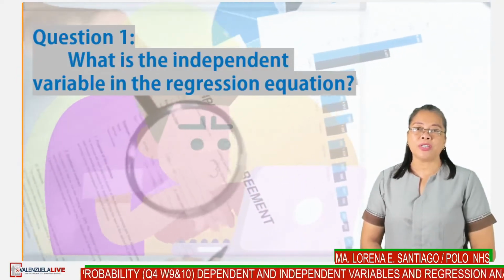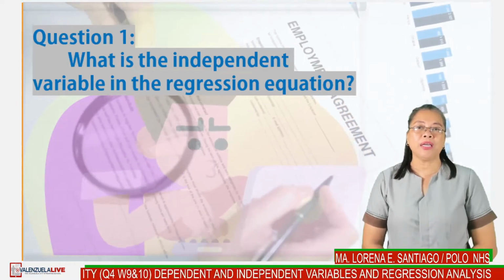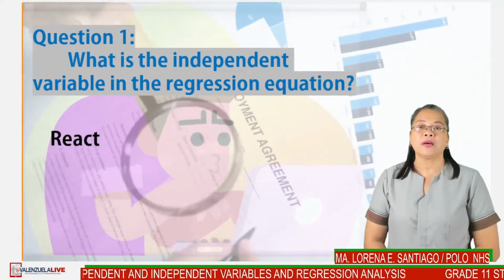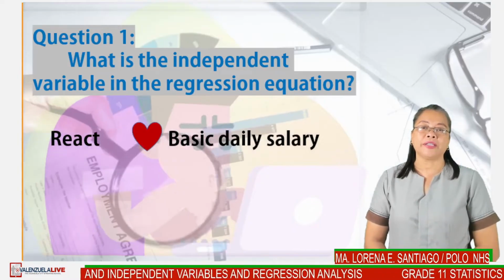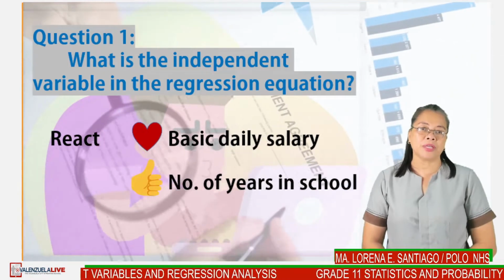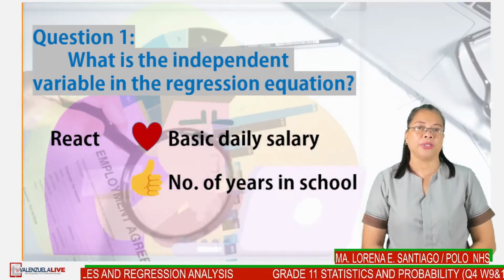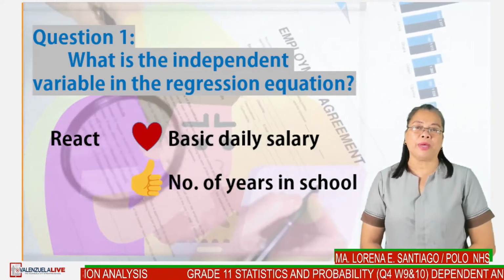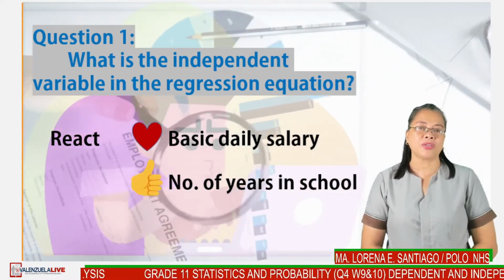So, the question is, what will be the independent variable in the regression equation? Can we react heart if it's basic daily salary, or a thumbs up if it's the number of years in school? Again, in the problem, which is the independent variable in the regression equation?